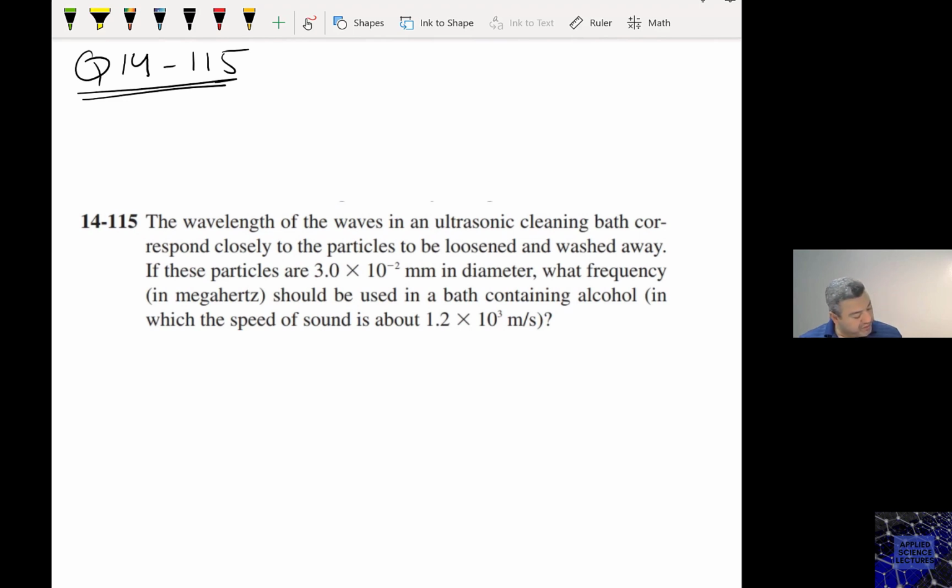115. The wavelength of the waves in an ultrasonic cleaning bath correspond closely to the particles to be loosened and washed away. If these particles are 3 times 10 to the power minus 2 millimeter in diameter, then what frequency in megahertz should be used in a bath containing alcohol, in which the speed of sound in alcohol is about 1.2 times 10 to the power 3 meters per second?